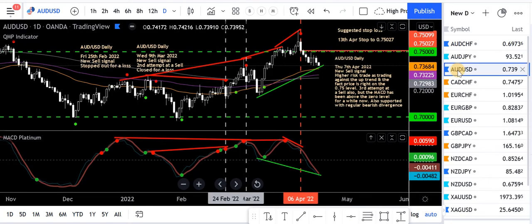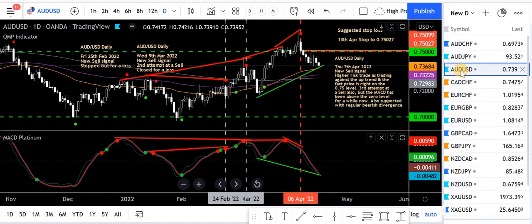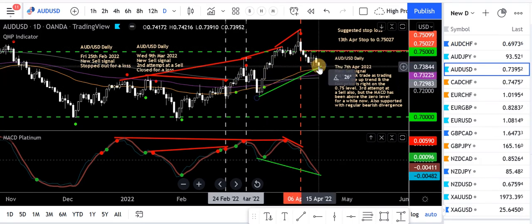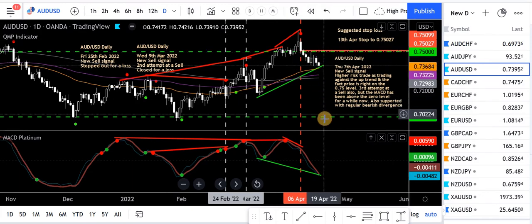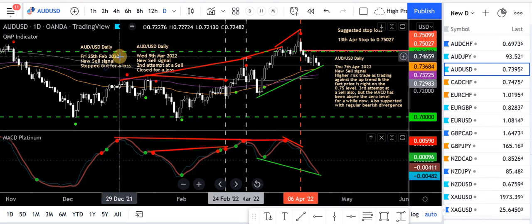Aussie USD. I'll just change the colours there. We're in a sell here. We've had a couple of previous goes at it and failed. Third one, we're doing all right. I've already moved the stop right down. Now, these green lines here are big numbers on the Aussie. So that's a 70-cent level. That's a 75-cent level. So I had a sell on the 25th of Feb.